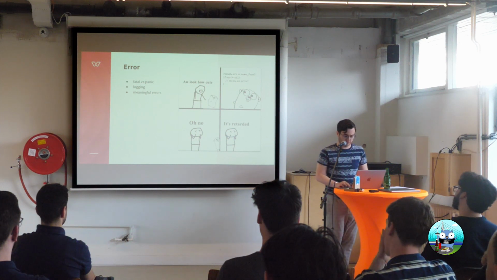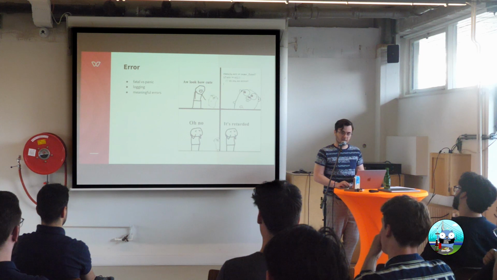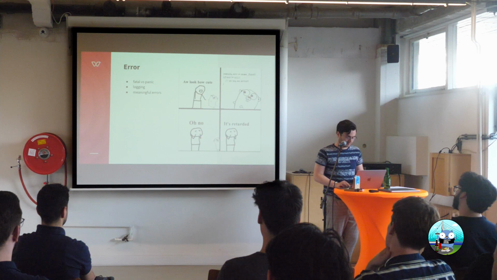Then for logging, I think it's nice in a CLI to only log non-debugging logs in your main and maybe one layer up. Other logs, I think, should be hidden behind the verbose flag. Well, like I told you before, meaningful errors are important.